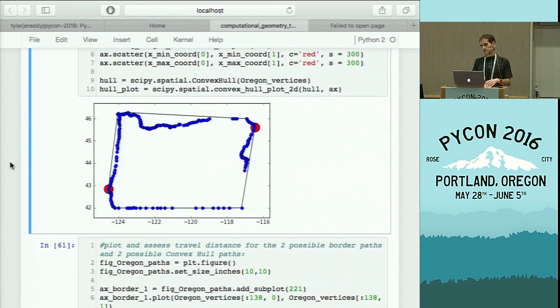So basically, the idea is to compare the amount of distance that's traversed as you move exactly around the perimeter, so following the border points, versus following these convex hull paths. So follow the convex hull versus follow the exact perimeter of the state. And you can do that in either a clockwise fashion or in a counterclockwise fashion. We've got 4 different distances to calculate. We've got clockwise perimeter, clockwise convex hull, counterclockwise perimeter, and counterclockwise convex hull.